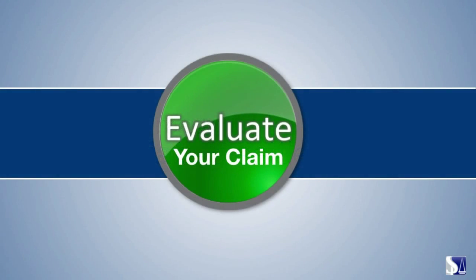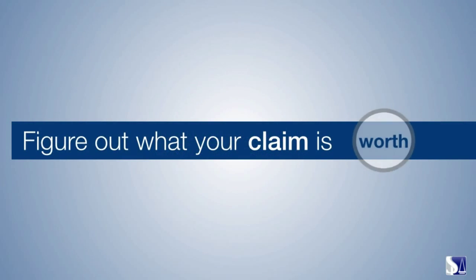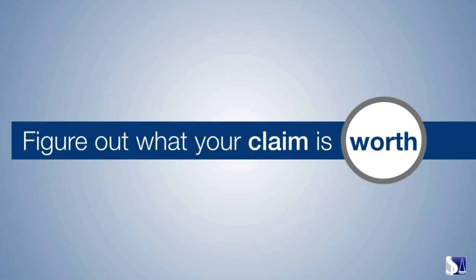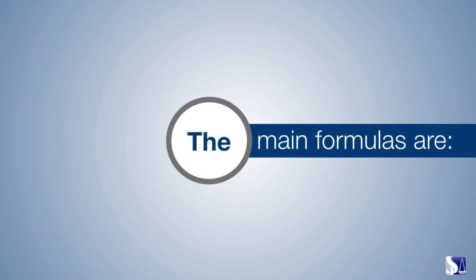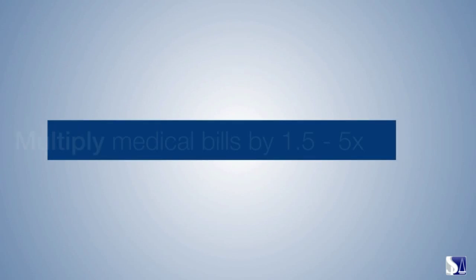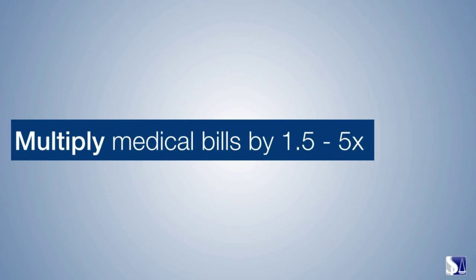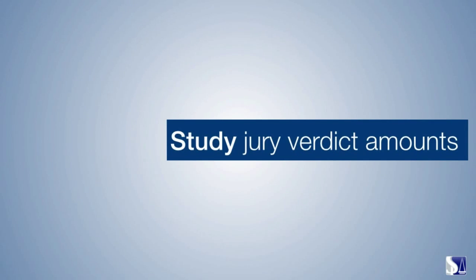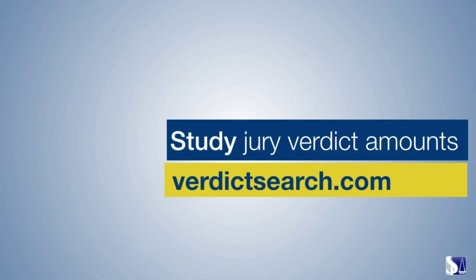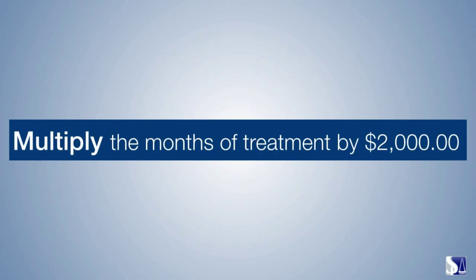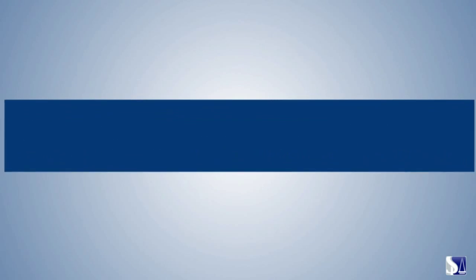So let's evaluate your claim. Before starting negotiations, you must figure out what your claim is worth. There are several ways to calculate the overall value. The main formulas used by insurance companies and attorneys are: multiply your medical bills, also called specials, by a number between 1.5 and 5 times. Study jury verdict amounts in your area for similar cases. Go to verdictsearch.com. Multiply the number of months spent in treatment for injuries by $2,000. A combination of any of the above should get you off to a good start. Then make your initial demand.